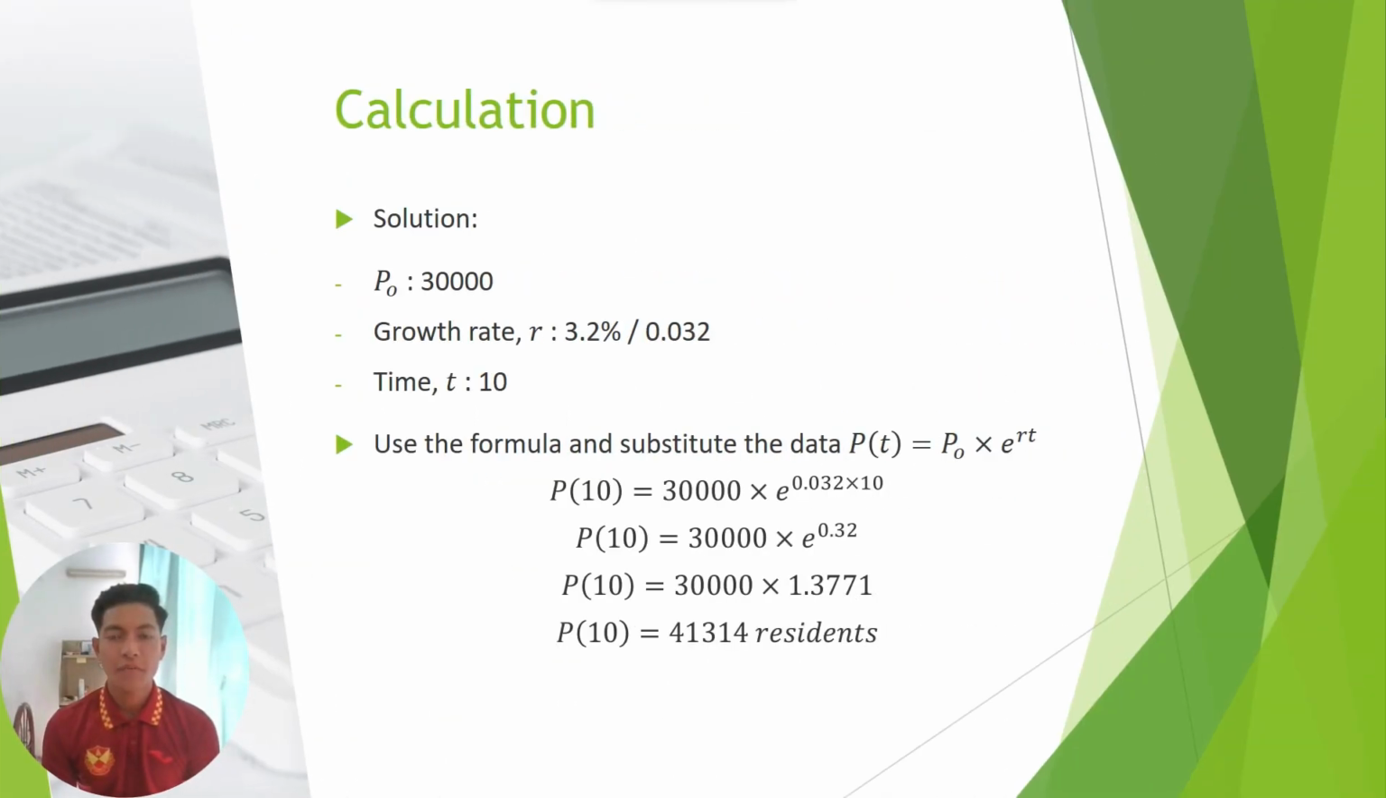Now for the calculation, first thing first, we need to list all of the information given. P0 is 30,000, growth rate r is 3.2% or 0.032, and time t is 10. Now substitute the information to the formula given, which is P(10) = 30,000 times e to the power of 0.032 times 10.